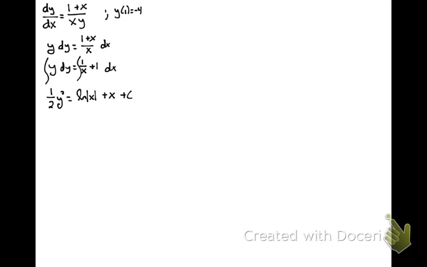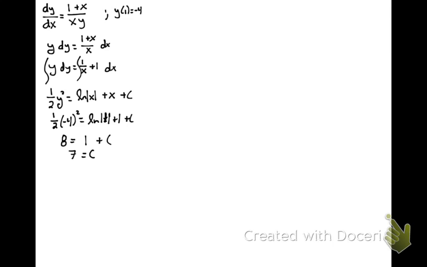Now I'm going to solve for c. I know when x has a value of 1, y has a value of negative 4. So 1/2 times negative 4 squared equals the natural log of 1 plus 1 plus c. This means that 8 equals 1 plus c, because the natural log of 1 is 0, which means that c should equal 7.